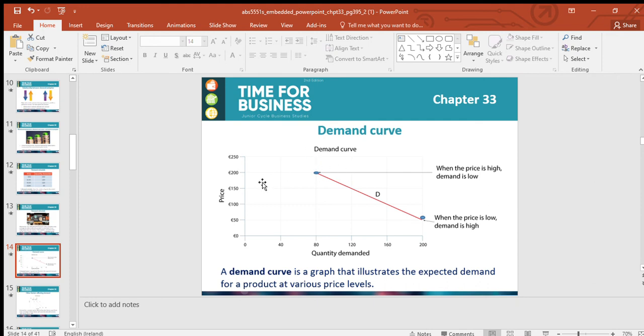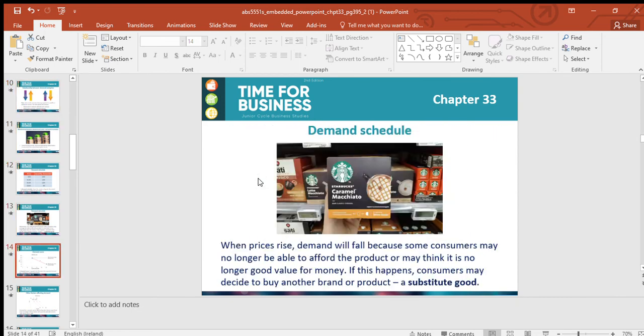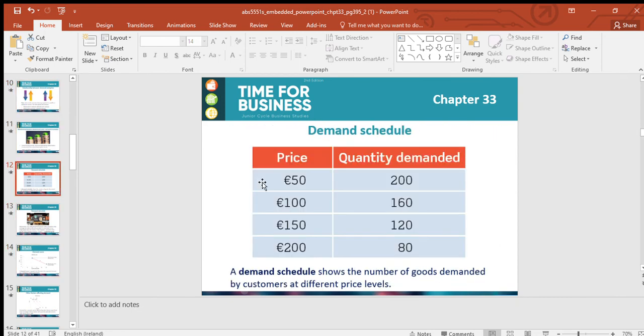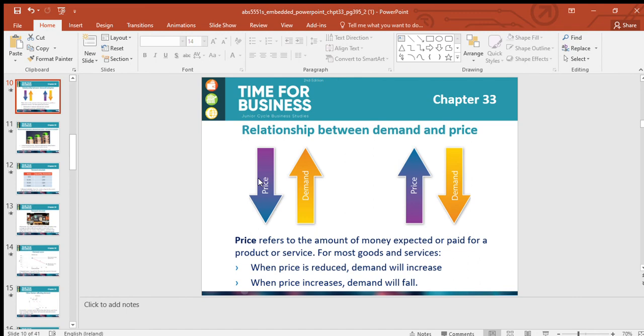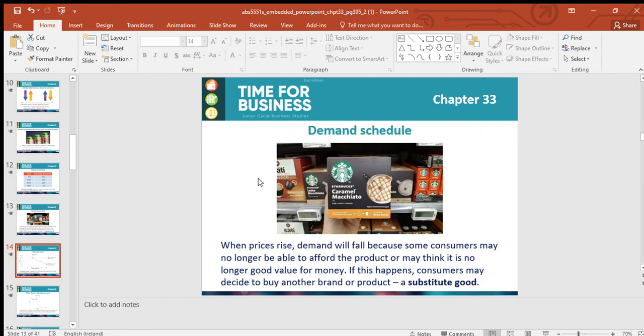Obviously we've done this with demand. We've looked at the relationship between demand and price, demand schedule, and demand curve, and soon we'll be looking at all of this again, but for supply, and it's quite similar. So that's our lesson for today. Again, slides 10 to 14, I want you to take down into your hardback.